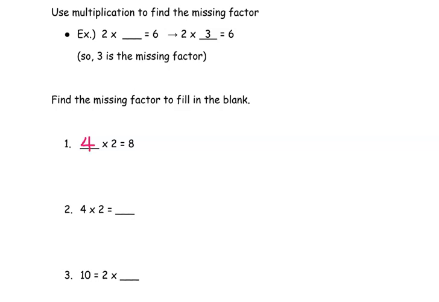Number 2. 4 times 2 equals what? When this, we can just count 2 4s, which would be 4 plus 4, and that equals 8. It's also the same problem as this, so we can just relate the two problems, and we already know that 8 is in the end.